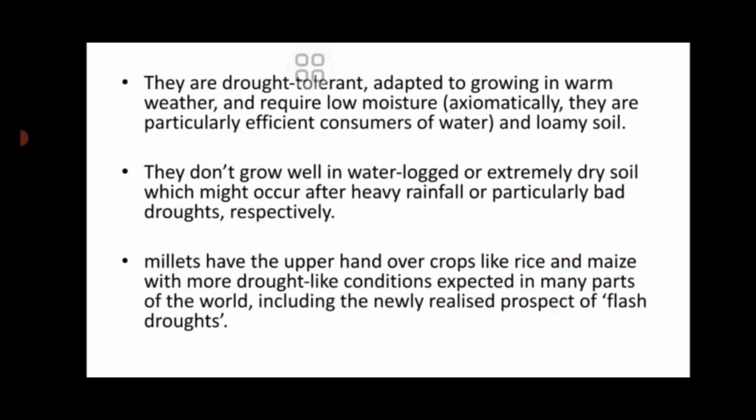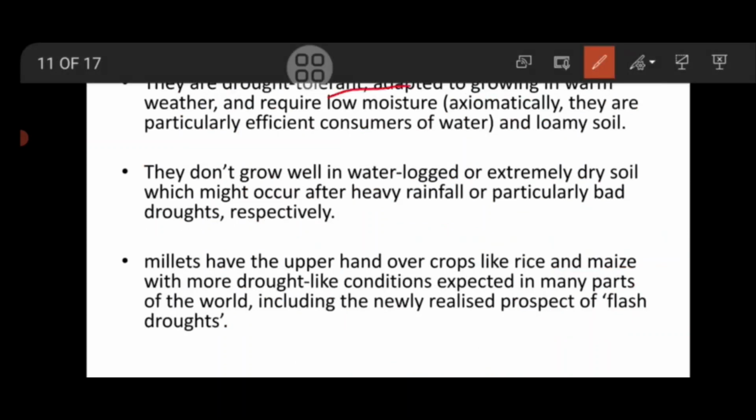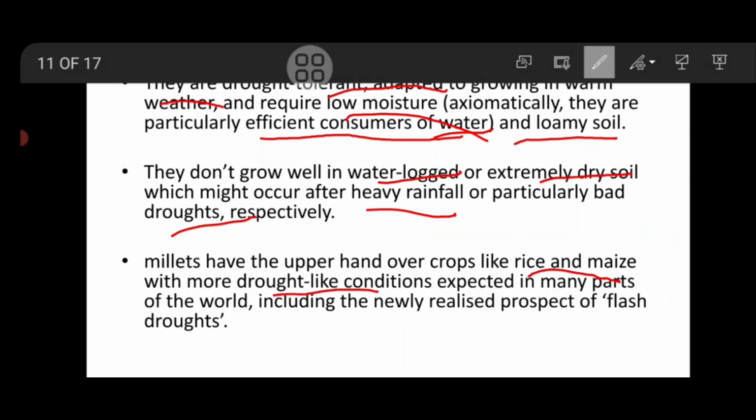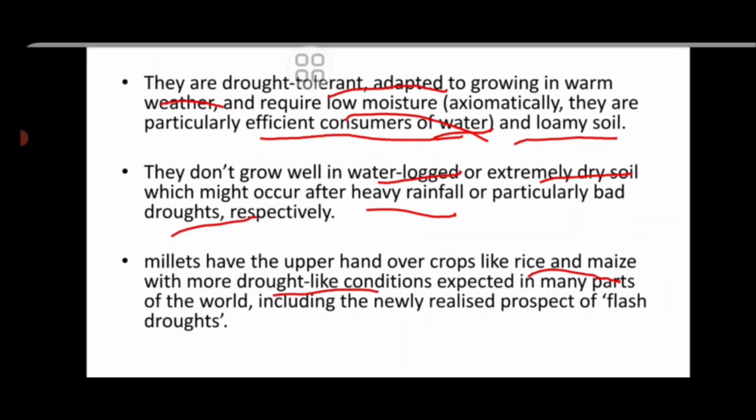They are drought tolerant, adapted to growing in warm weather and require low moisture. They are particularly efficient consumers of water and grow well in loamy soil. They don't grow well in waterlogged or extremely dry soil, which might occur after heavy rainfall or particularly bad drought. Millets have the upper hand over crops like rice and maize with more drought-like conditions expected in many parts of the world.